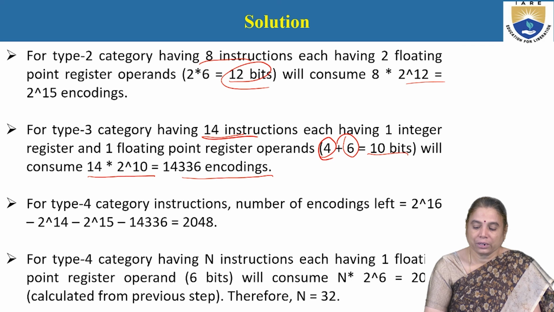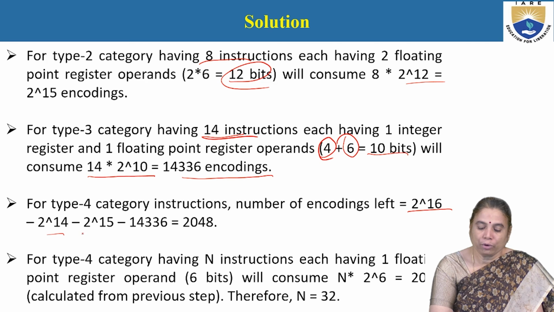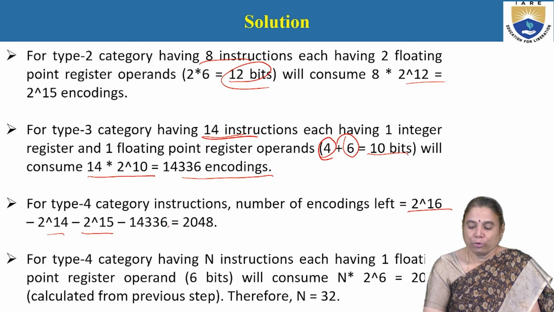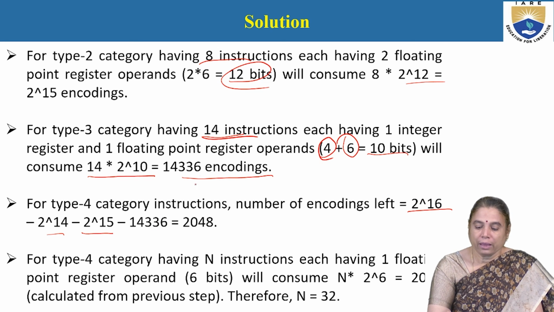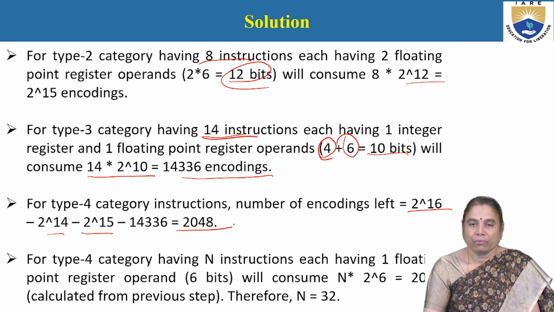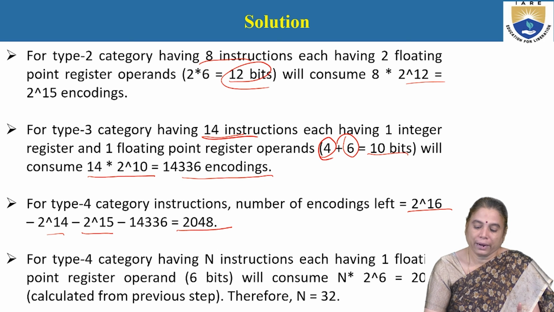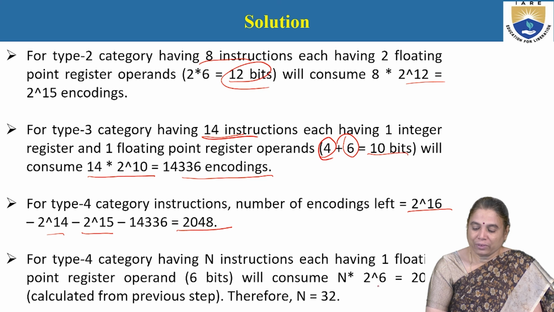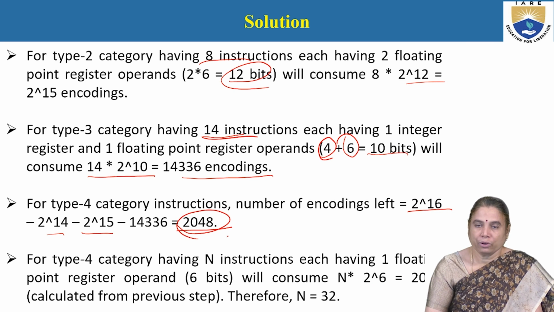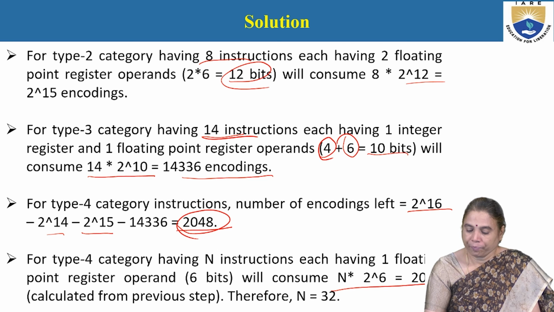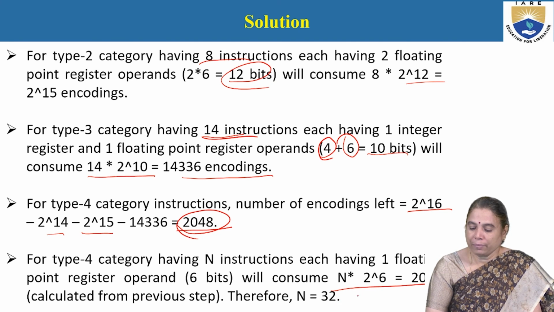For the type 4 category instructions, the number of encodings left is 2 power 16 minus the encodings of the 3 categories we identified: 2 power 14, 2 power 15 and 14,336. That leaves 2048 encodings. So the type 4 category having n instructions, each having 1 floating point operand, will consume n into 2 power 6 within these 2048 encodings. Okay, so the n value can be 32.